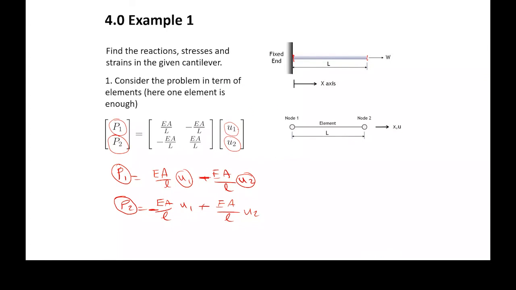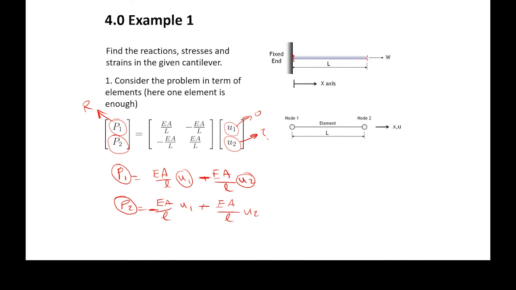Point. So the value of U1 is 0. How about U2? Do I know the value of U2? The value of U2 is unknown for us. How about P1? This is equal to the reaction. But at this stage, we have not solved the problem, so we don't know what is the reaction. We don't know what is the value of the reaction.